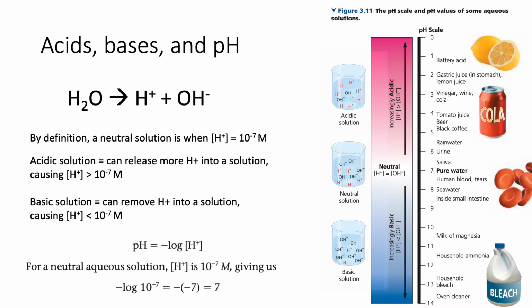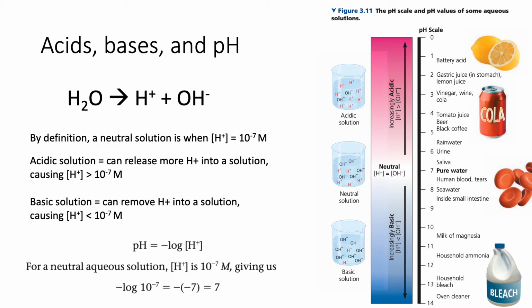Because water ionization happens really rarely, the concentration of these ions in pure water is very low. In fact, in pure water, only 1 water molecule in every 554 million is dissociated. Actually, the concentration of each ion is therefore really low in pure water. It's about 10 to the negative 7 molars. And so by definition, a neutral solution is when the concentration of H plus is 10 to the negative 7 molars.